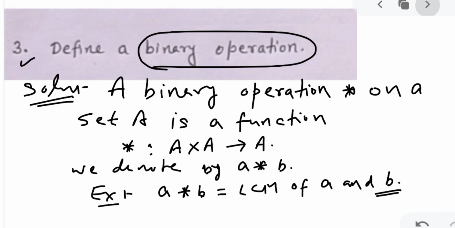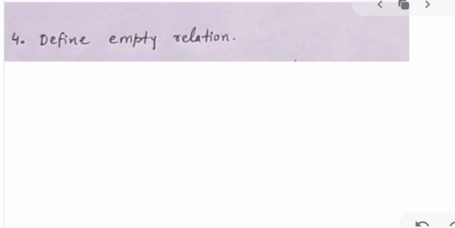So we are moving to the fourth one. So this was some binary operation, 3 questions. Now the next 3 or 4 questions will be from relation and function. So the first question is: define empty relation. If in the exam they ask you to define the empty relation, then how will you define it?